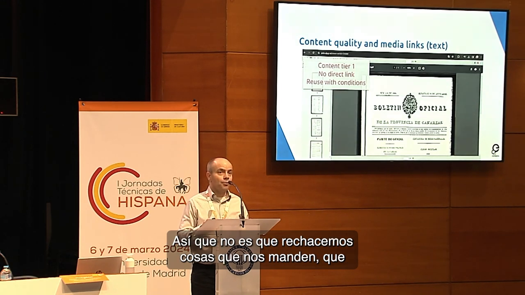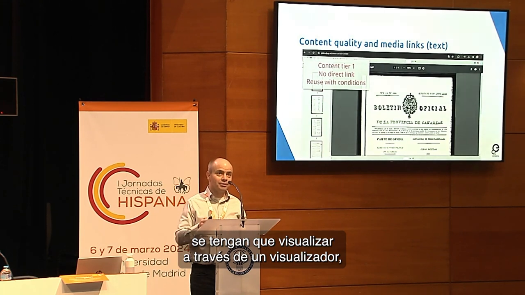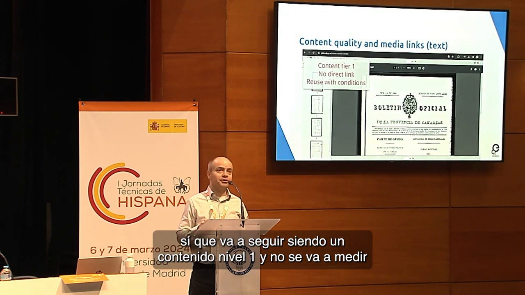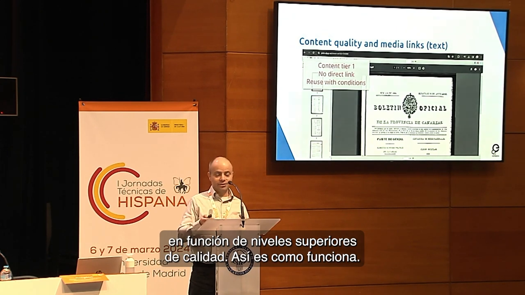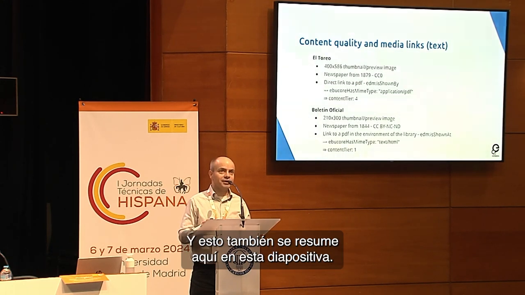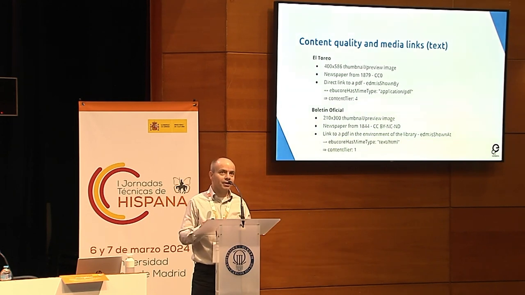So we're not rejecting anything you submit to us that comes with the viewer. We know the limitation it has, but it will still end up in content tier one and not be measured as being of higher quality. This is how it works, and this is summarized here on this slide, showing why this is.